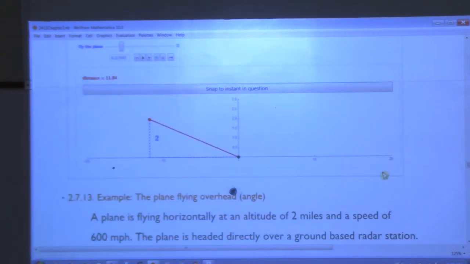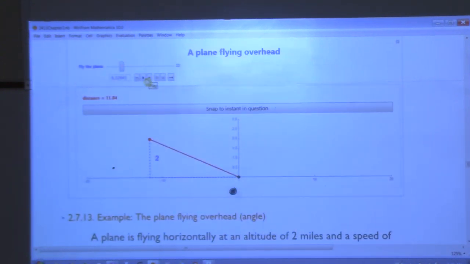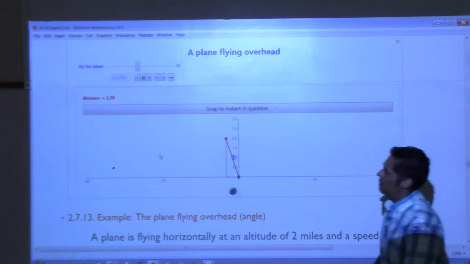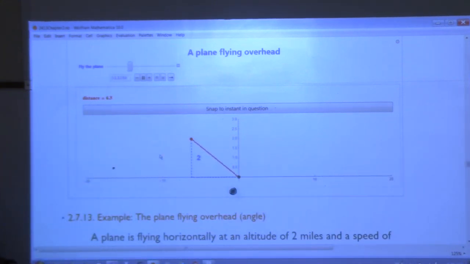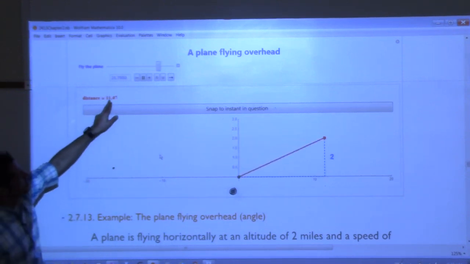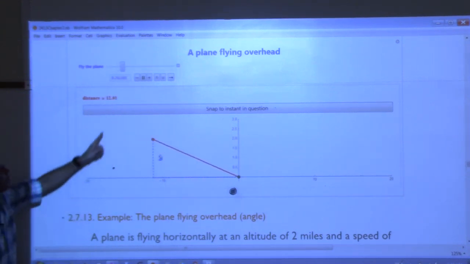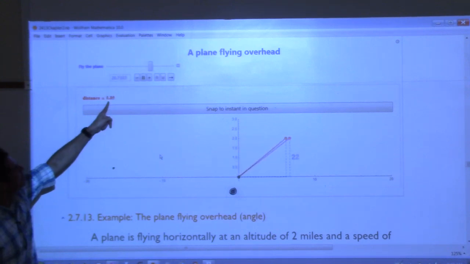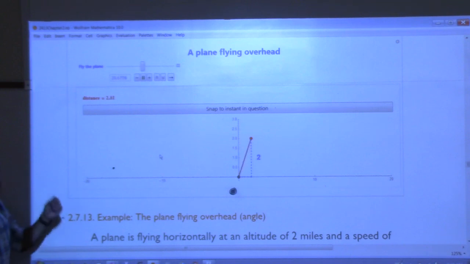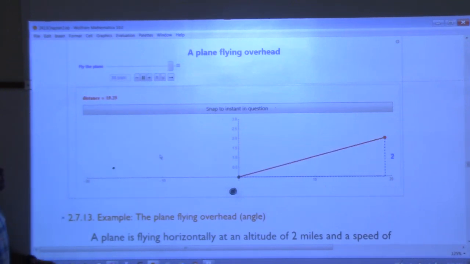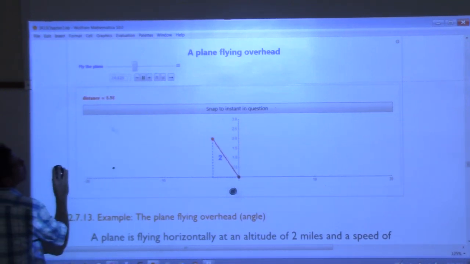So here's the picture of exactly what was happening. The plane was flying overhead, and the red is measuring the distance between the radar station and the plane. It's hard to see it from here, but the rate at which this is changing is not the same all the time. The rate at which it's changing is what I'm trying to get you to pay attention to. Let me slow it down just a little bit.